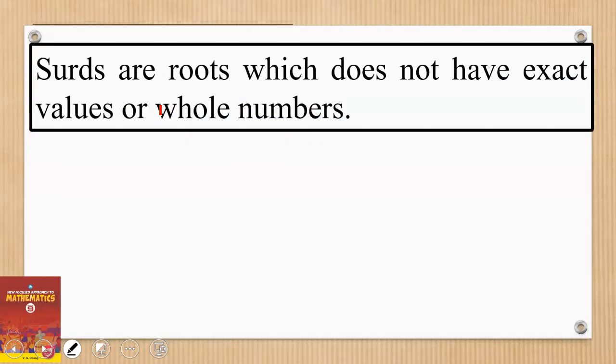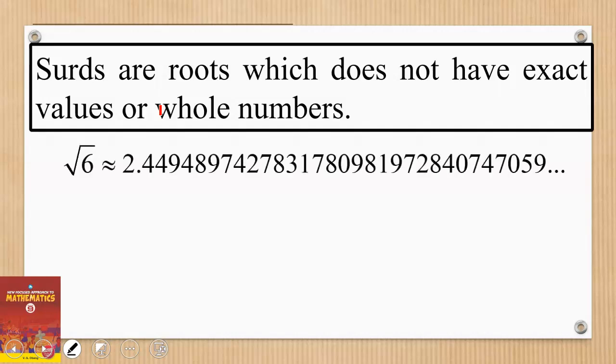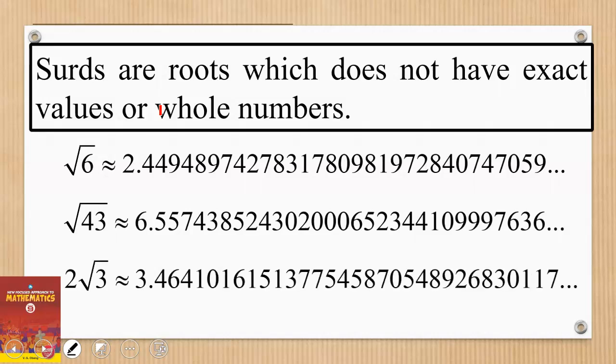So in a nutshell, surds are roots that do not have exact values or whole numbers. So look at root 6. It has no exact value or whole number. Look at root 43. Look at 2 root 3 and so on and so forth.